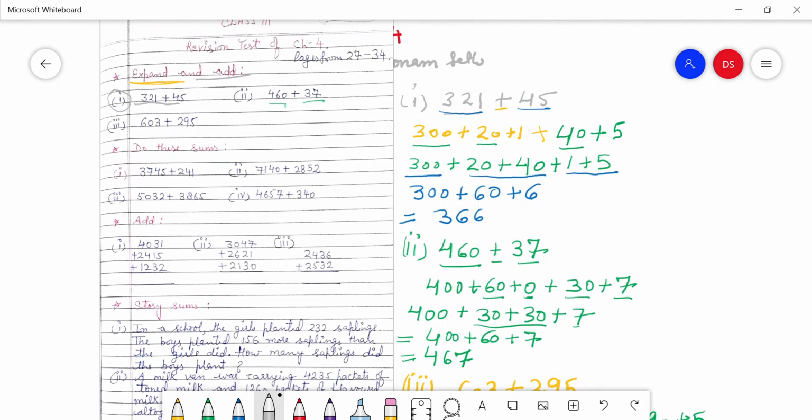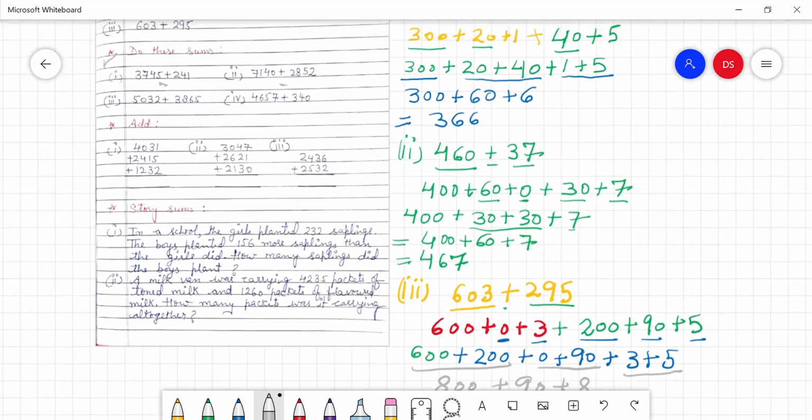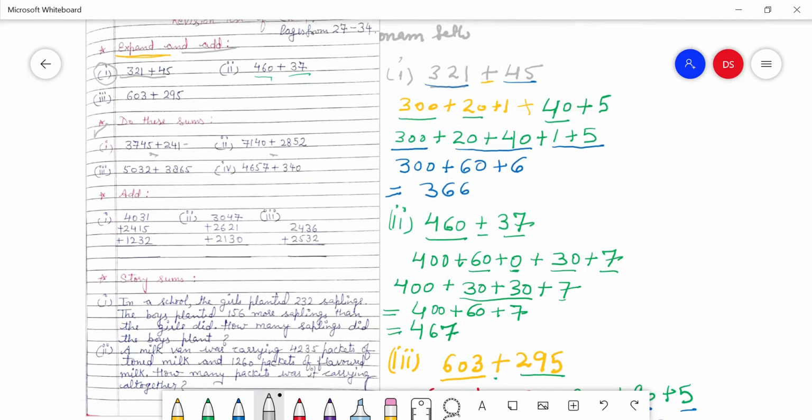Now, children, come to the second question, that is, do these sums. Here also you can see that there is a plus operator. When there is a plus operator, we have to add the numbers. So the numbers are given in the row. First, there is a need to arrange the numbers in column to avoid the mistakes. We can add the numbers directly in row also, but there is a chances of mistake. So it's better first we will arrange the numbers in column form, in the sum form.